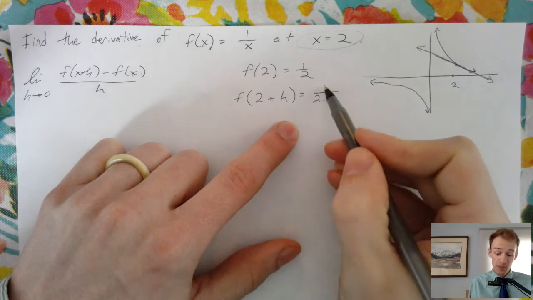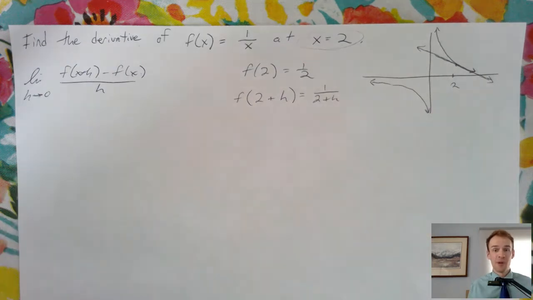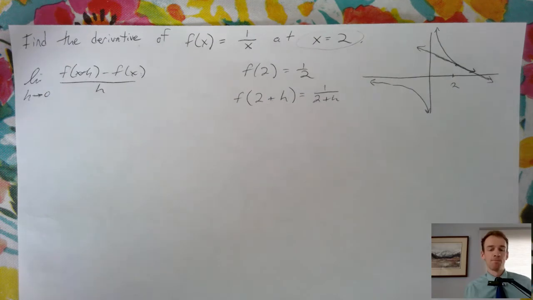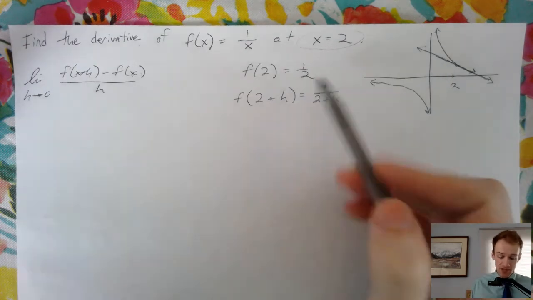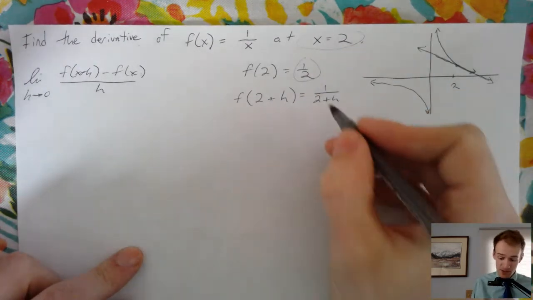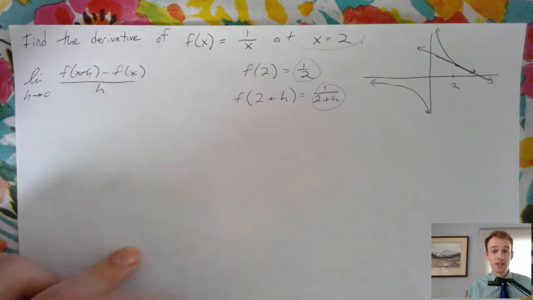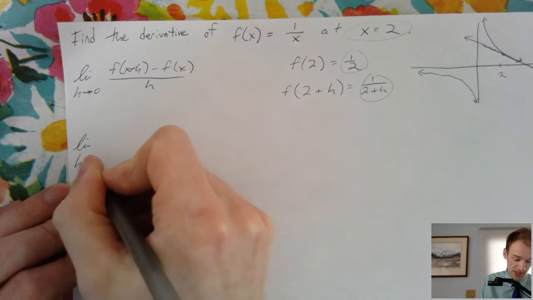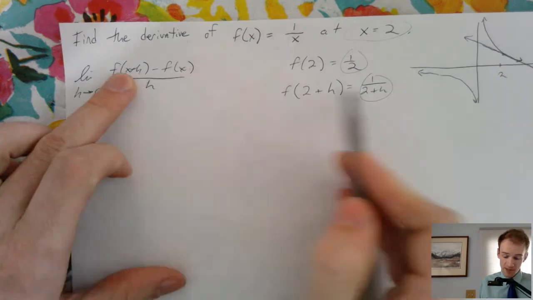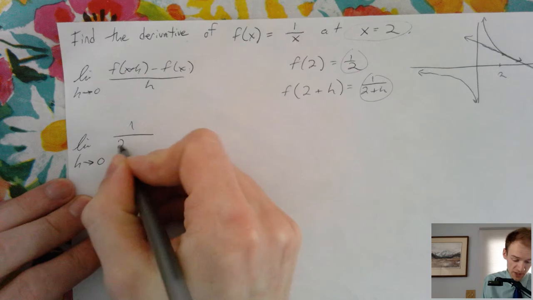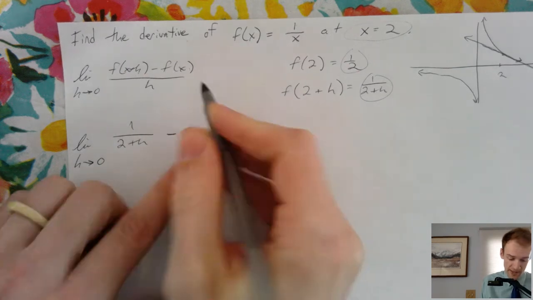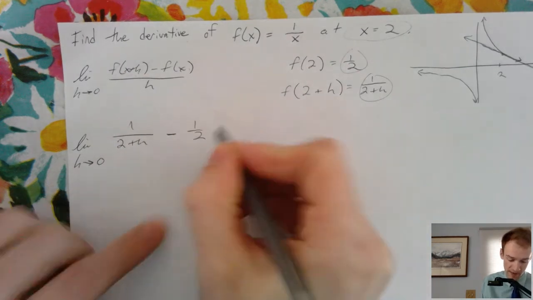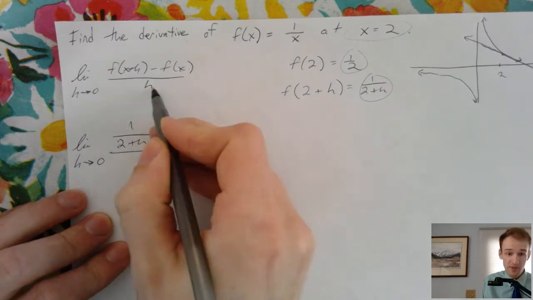I know you want to split it up into 1 over 2 plus 1 over h, but remember, that's an improper way to simplify that. We've talked a lot about why that's wrong. So we have to leave it like that. Now we substitute this in for f of x, and we substitute that in for f of x plus h. So let's do that. Our derivative becomes the limit as h approaches 0. f of x plus h is 1 over 2 plus h minus f of x, which is 1/2. And that is all over h, that one right there.